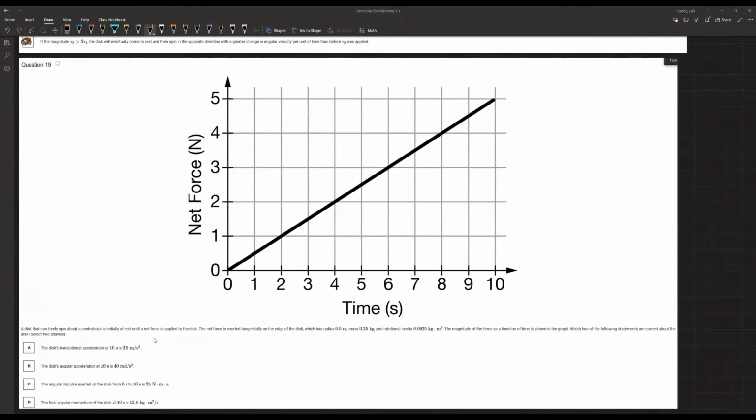We have the net force as a function of time. A disk that can freely spin about a central axis is initially at rest until a net force is applied to the disk. The net force is exerted tangentially on the edge of the disk, which has a radius of 0.5 meters and a mass of that much. The magnitude of the force as a function of time is shown. Which of the following statements are correct about the disk? Select two answer choices.